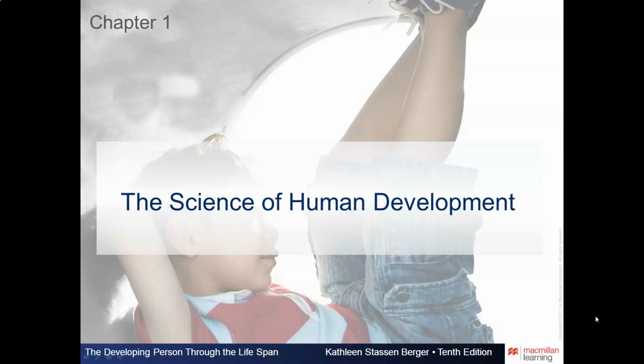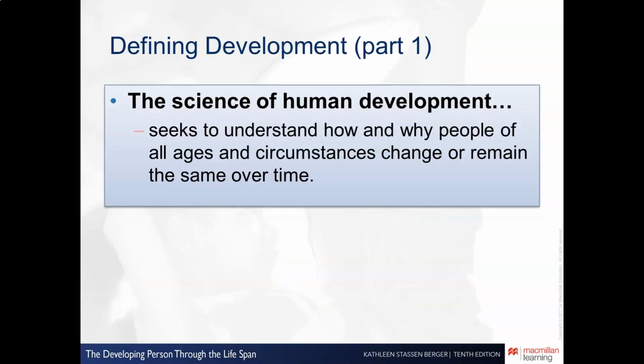In Chapter 1, we'll discuss the science of human development. So first of all, we need to have a working definition of what development is. And so as this slide indicates, the science of human development seeks to understand how and why people of all ages and circumstances change or remain the same over time.